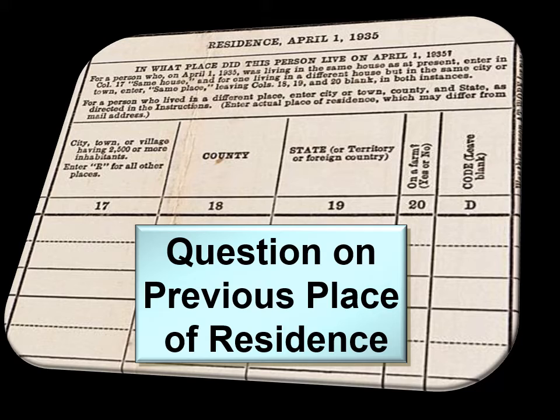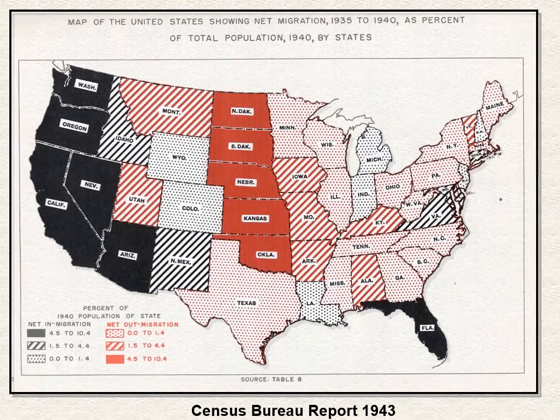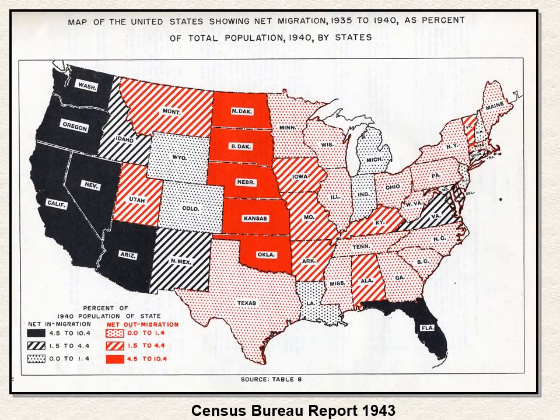There was a question on previous place of residence, and that was 5 years earlier. Interesting question. And here is a result of that. It gives an indication of mobility of people. And you can see that a lot of people moved from North Dakota, Nebraska, Kansas, etc. And where did they move to? They moved to California, Nevada, the West Coast, and also to Florida.